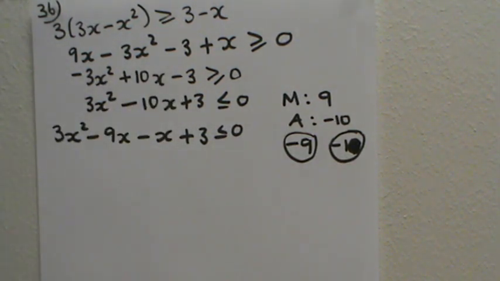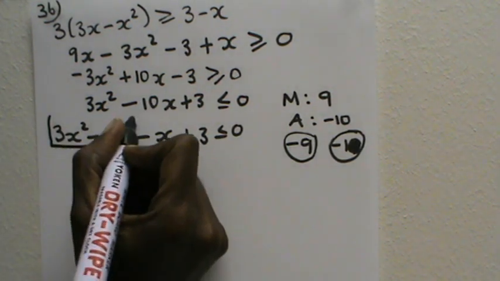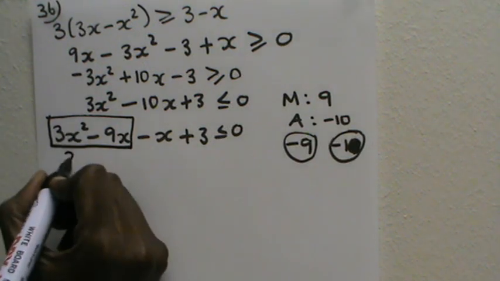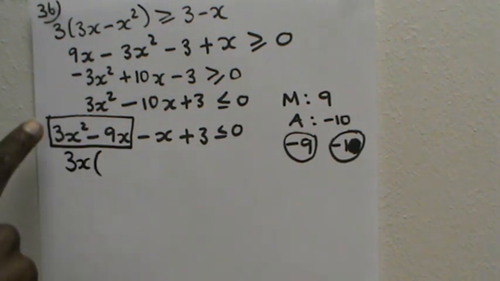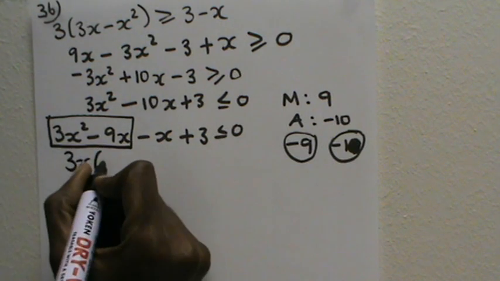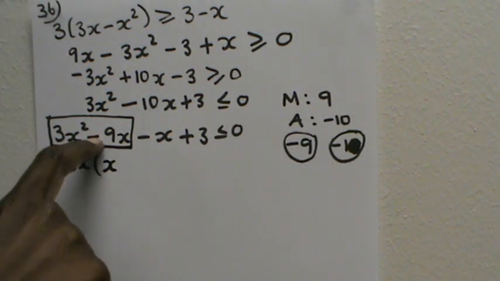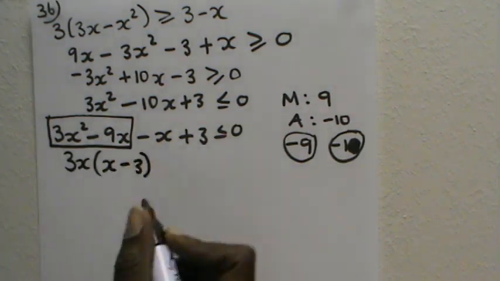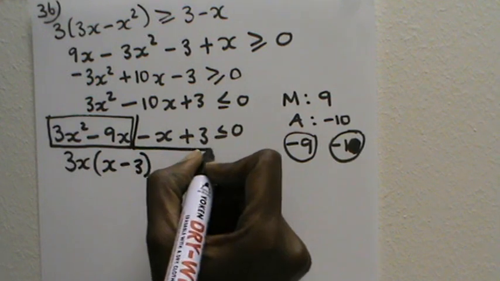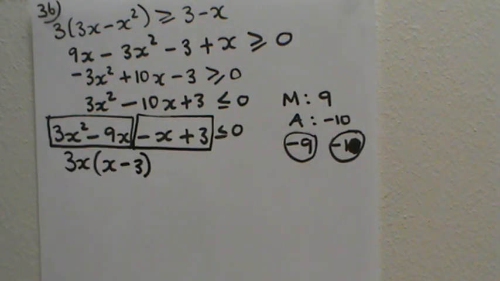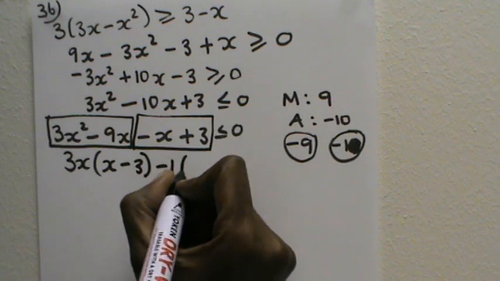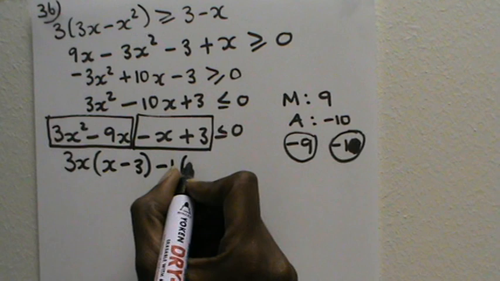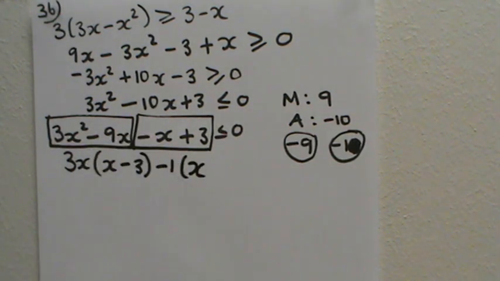Okay, and I look at the first two terms and I say, what do they have in common? I factor out the highest common factor, which is 3x, and then I say 3x squared divided by 3x, this should be x. And then negative 9x divided by 3x, this should be negative 3. And then the last two terms, what do they have in common? Just negative 1. So I take out negative 1, and then I say negative x divided by negative 1. This is positive because negative and negative give me positive.